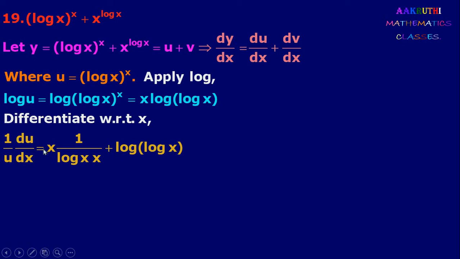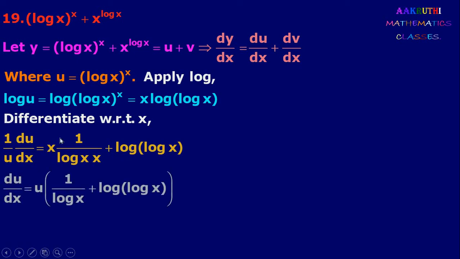So therefore du by dx is, take u to this side, x cancel, it is u into 1 by log x plus log of log x. So taking u to this side and cancelling x, we get du by dx is u into 1 by log x plus log of log x. So next we find dv by dx.